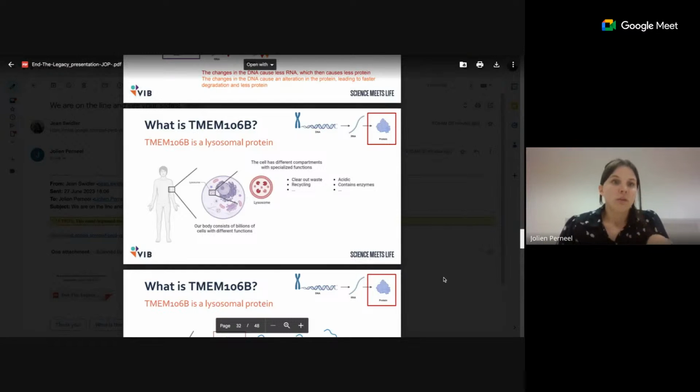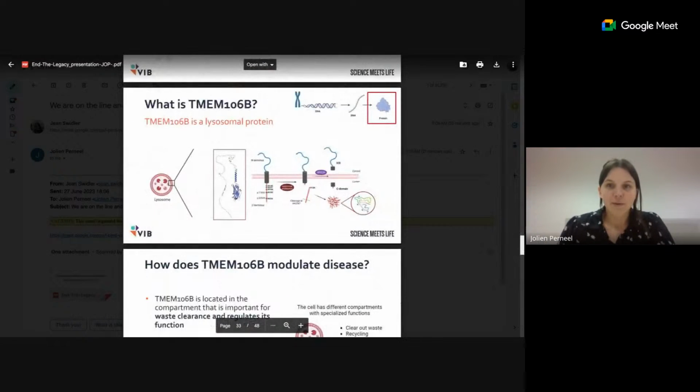So if you can go further, thank you. So TMEM106B looks like this. It sits in the membrane of the lysosome with a portion of the protein outside of the lysosome and a portion within the lysosome. And while you don't need to know the specifics, it's important to already appreciate that it can be cleaved and processed into these smaller portions that you can see on the slide.